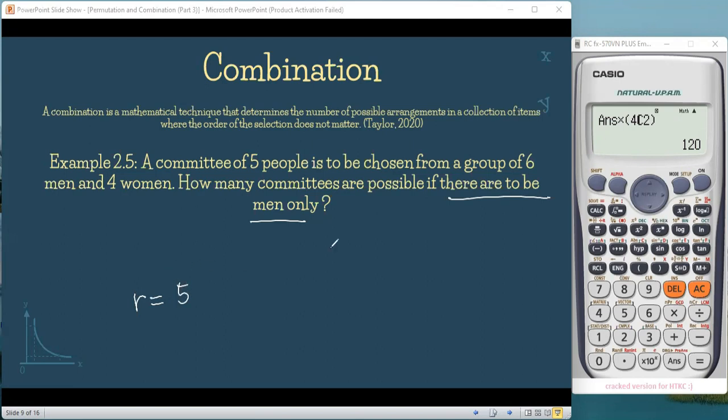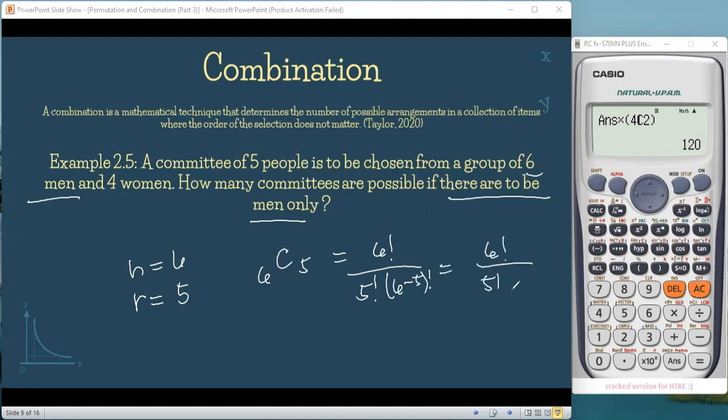So ilan nga po yung lalaki natin? We have 6 here. So ibig sabihin, yun po yung magiging N natin, 6. At si R natin is still 5. So that is the combination of 6 taken 5 at a time is equal to 6 factorial all over 5 factorial times 6 minus 5 factorial. So that will give us 6 factorial all over 5 factorial times 1 factorial.